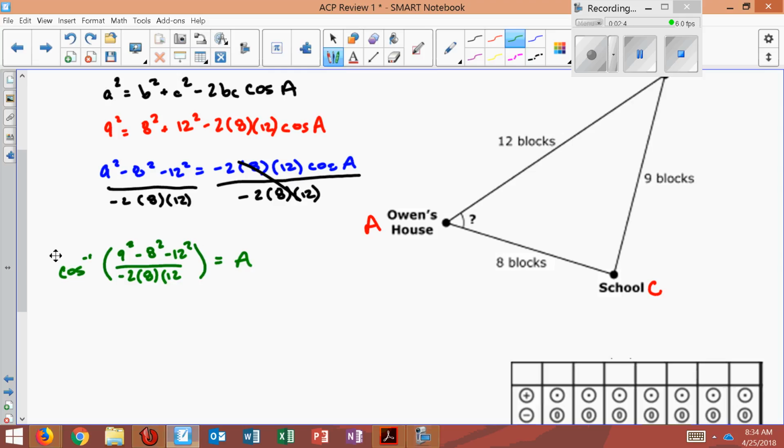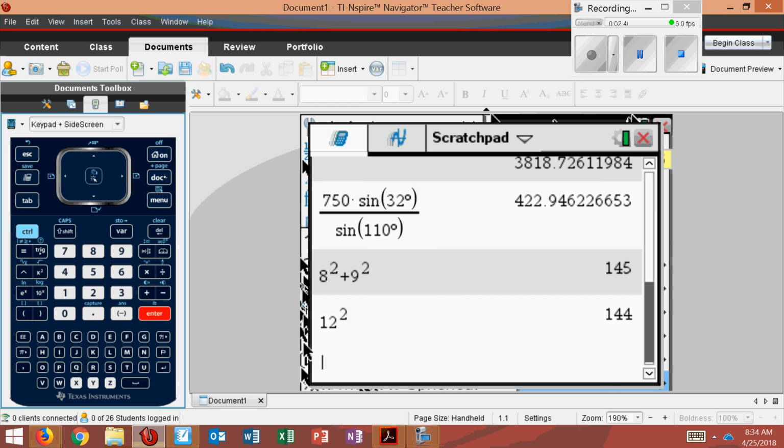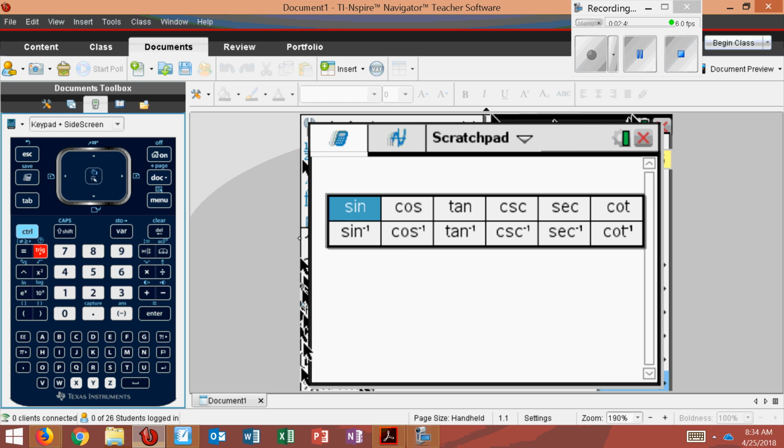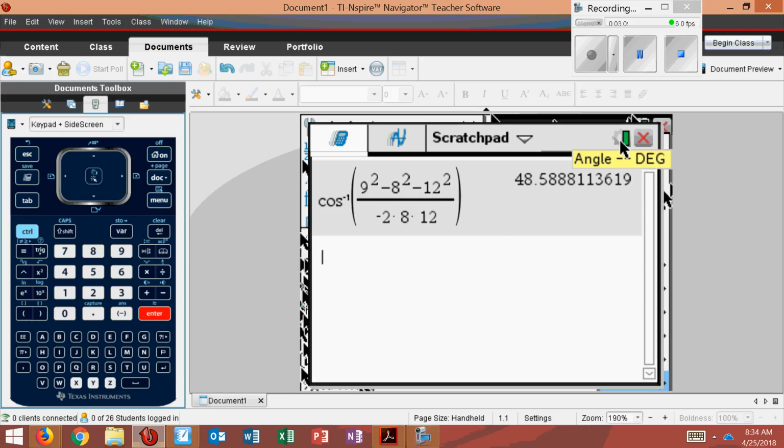Now again, we could have used solve from the start. That's how you would type it in. So let's go to our calculator, and we'll do cos inverse. And we have a fraction here. It was 9 squared minus 8 squared minus 12 squared, all over negative 2 times 8 times 12. Hit enter. I'm in degree mode, so it gives me 48.5888 degrees.